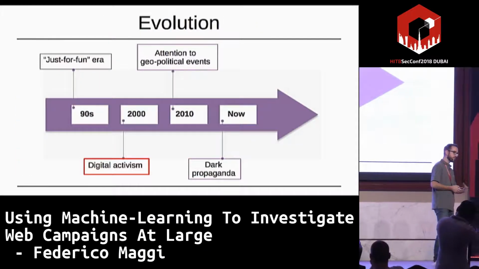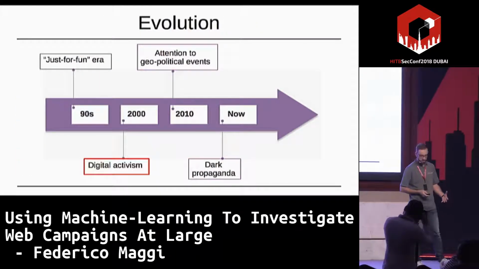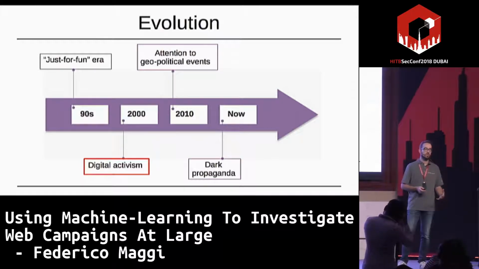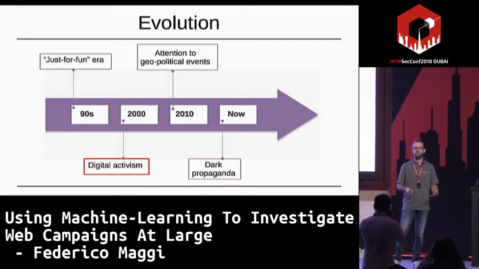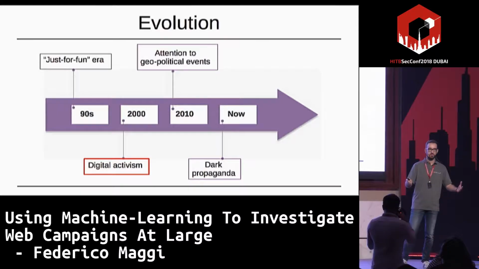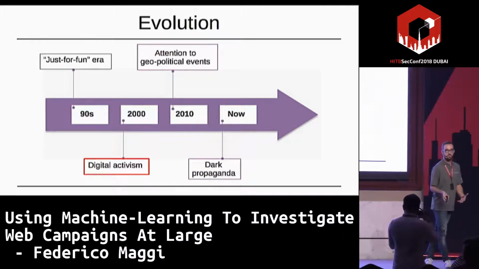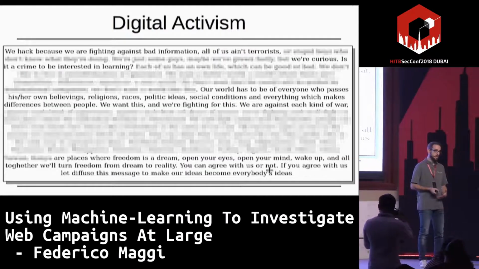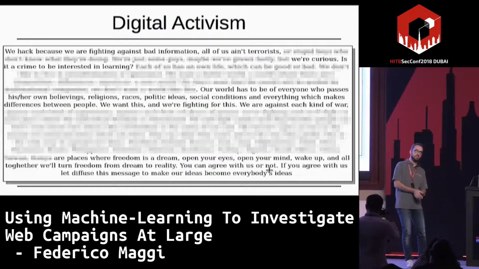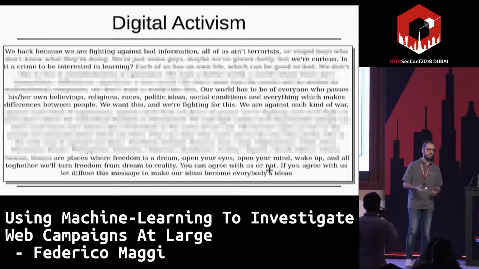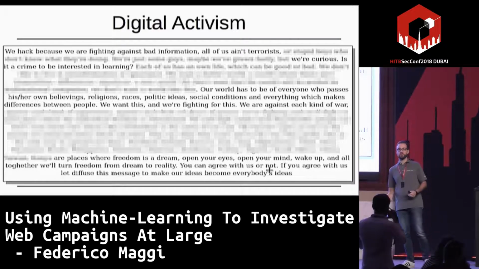motivation. The second step is when these people started to understand that, well, maybe we can use these pages to talk to the world, to tell a message, right? So we call this a digital activism phase. In this phase, you could see messages such as this one, promoting freedom of speech.